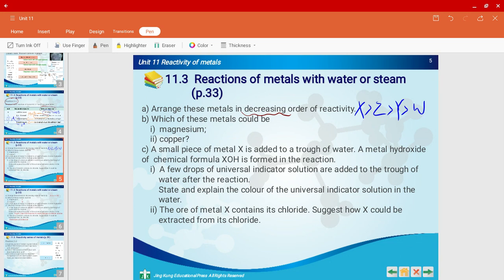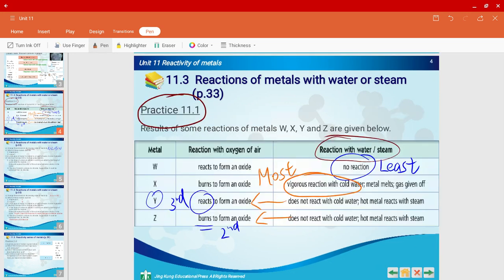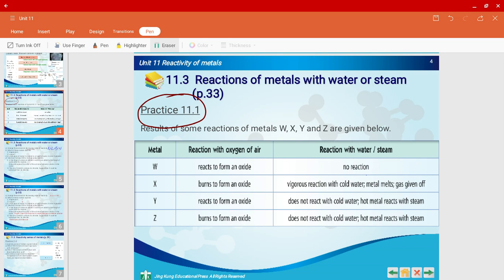Okay, question B, which of these metals could be magnesium for 1, and number 2, copper? So let us go back. Let me rub out so it's easier to see. So first up, magnesium. Can magnesium be metal W? Of course not, because there's no way magnesium has no reaction. How about for metal X? Does it have a vigorous reaction with cold water? Not really. It's not able to react with cold water actually. It's only able to react with steam. So again, magnesium cannot be X.